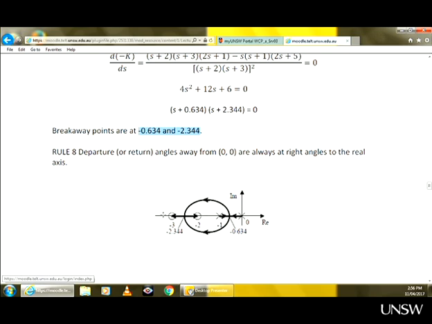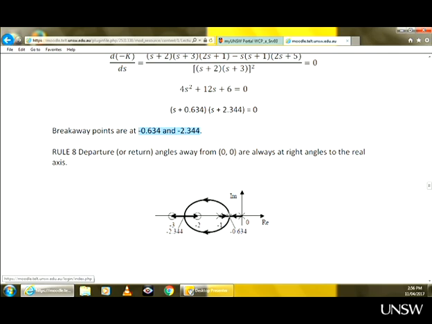0.634 is here between these two poles. Minus 0.2344 is between these two zeros. So they are both valid breakaway points. Apart from, in this case, this is a real breakaway point: two poles colliding and then breaking away, as we had in the previous example.